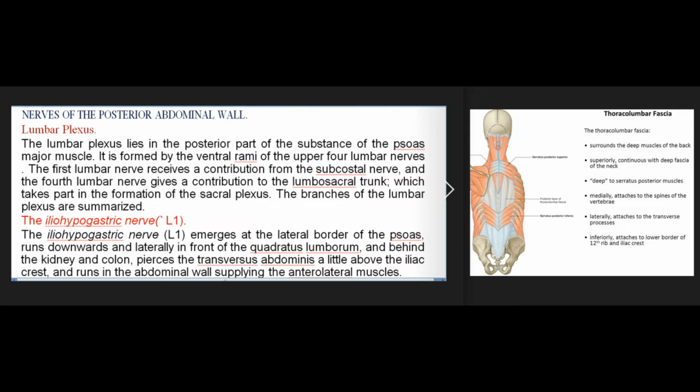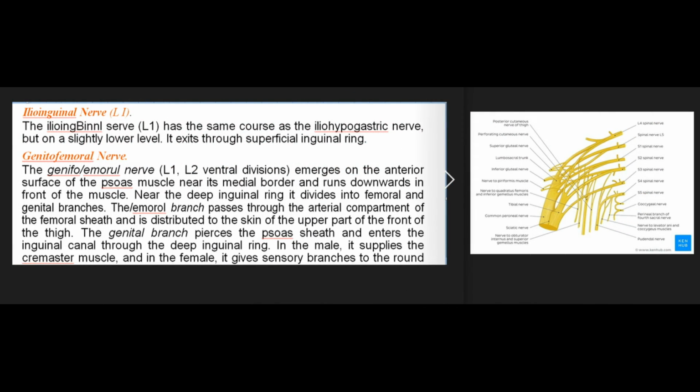The iliohypogastric nerve, L1, emerges at the lateral border of the psoas, runs downwards and laterally in front of the quadratus lumborum and behind the kidney and colon, pierces the transversus abdominis a little above the iliac crest, and runs in the abdominal wall supplying the anterolateral muscles. Ilioinguinal nerve, L1: it has the same course as the iliohypogastric nerve, but on a slightly lower level. It exits through the superficial inguinal ring.